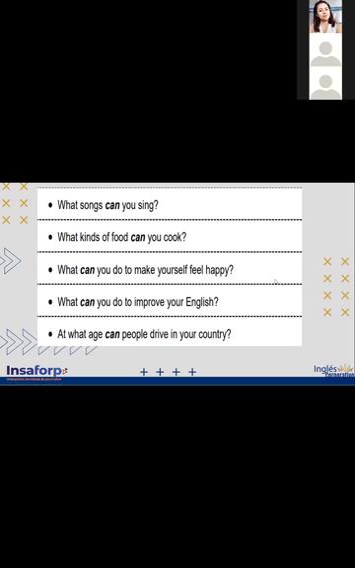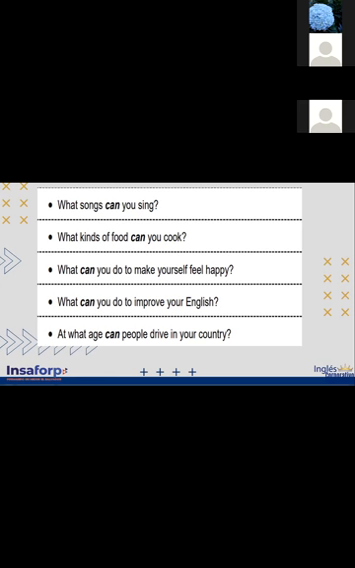So, let's see, Angelica, number one. What songs can you sing? I can sing romantic songs. Very good. Alfred, number two. What kind of food can you cook? I can cook Chinese food. I'm sorry, I didn't get what you said. Not at all. Can you repeat it again? I couldn't hear what you said. What kind of food can you cook? I can cook Chinese food. Okay, very good.